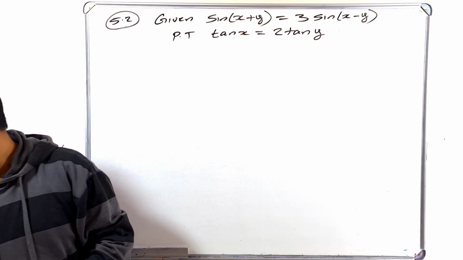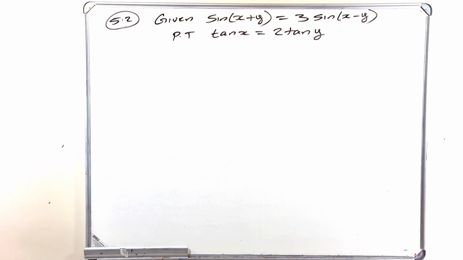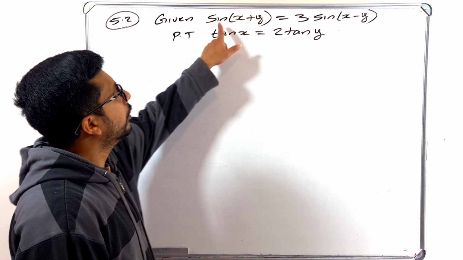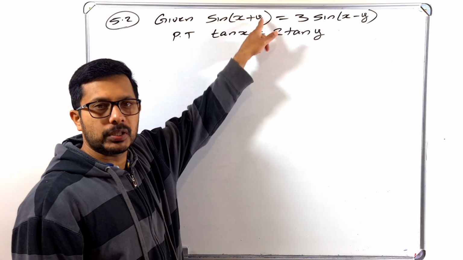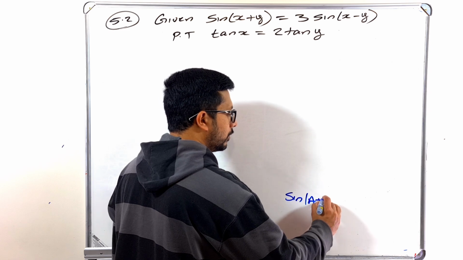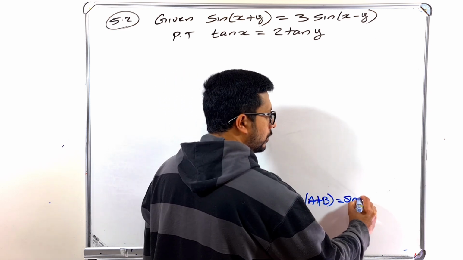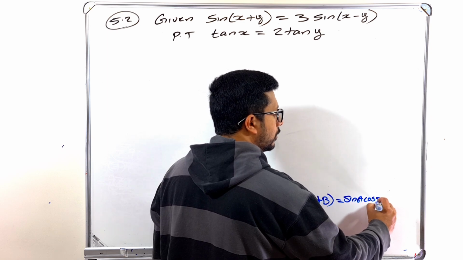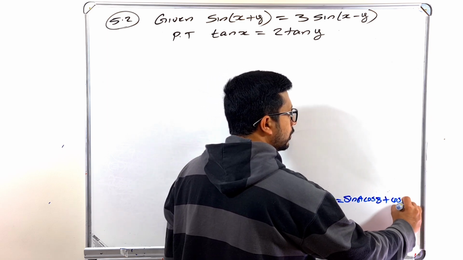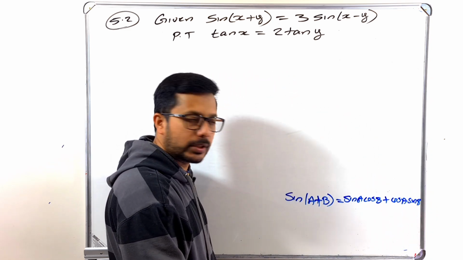So how can you prove this one, guys? How can you prove this tan x is equal to 2 tan y? Okay, so anyway, what you have to do here, you know the expansion of this one. What is sine of a plus b? Sine of a plus b is sine a cos b plus cos a sin b.